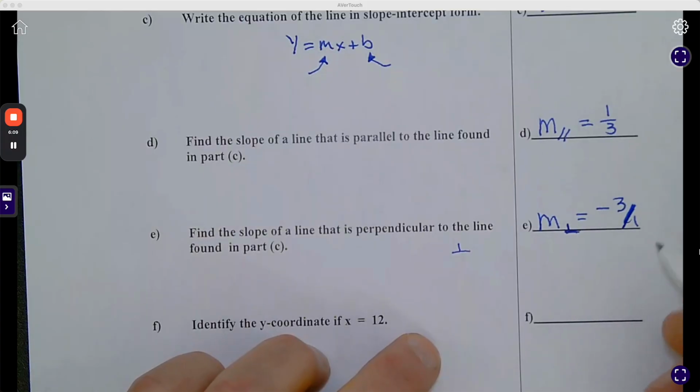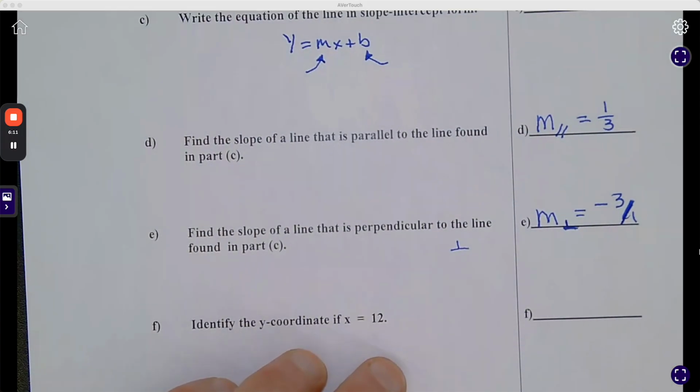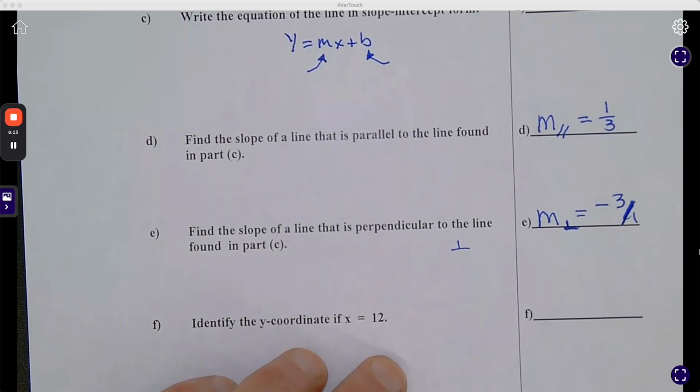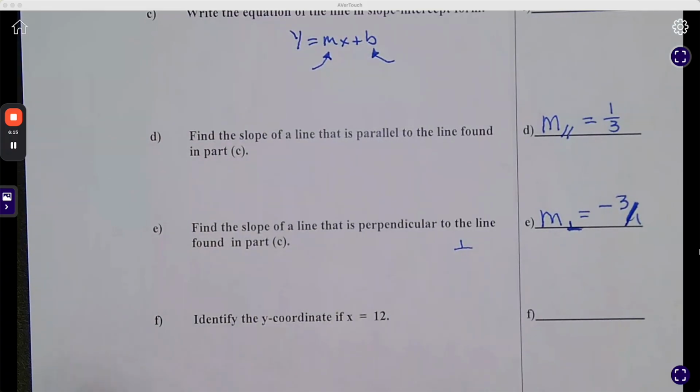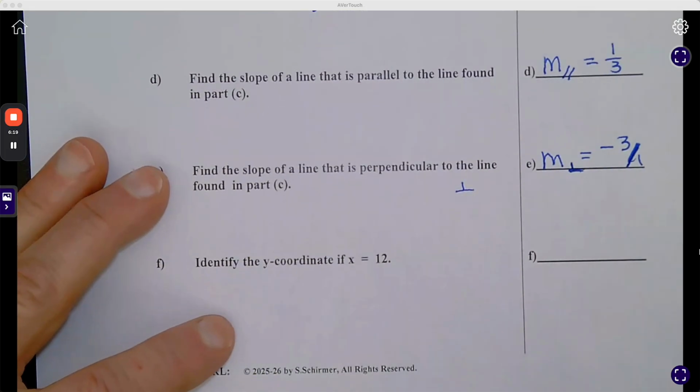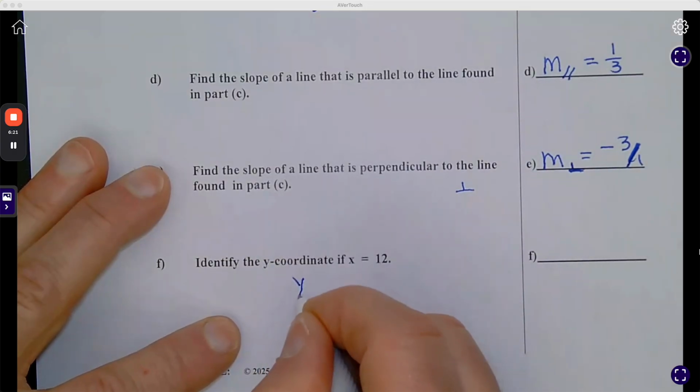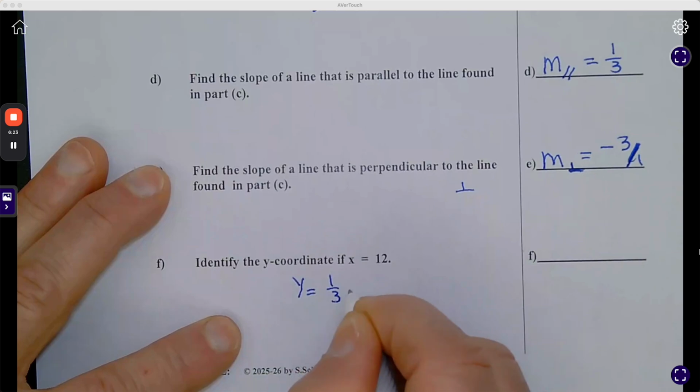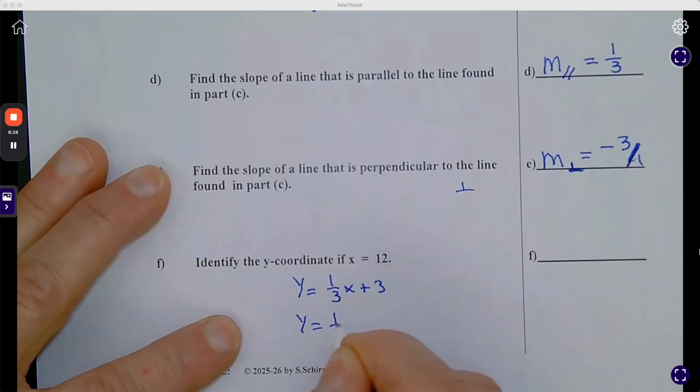I'm going to make it a 3/1 because I want you to see the fraction. That's a -3 over +1. All right? Okay, let's identify the y-coordinate if x equals 12. So I'm going to go to my equation, and I'm just going to substitute that x-coordinate of 12 in.